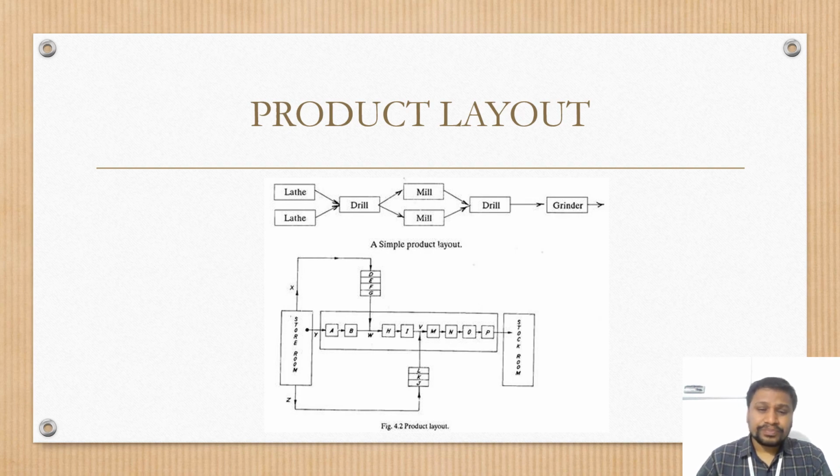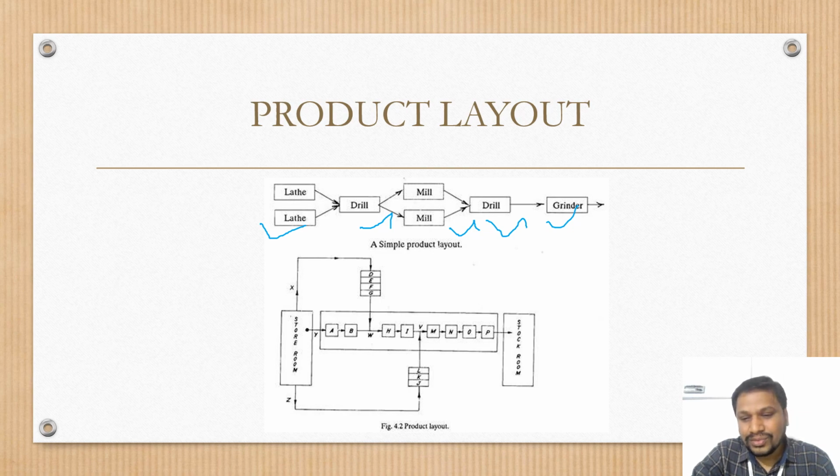Machines are arranged in sequence of operation, or according to the flow line: lathe, drilling, milling, drilling, grinding. These are the operations involved, and accordingly machines are arranged in product layout. So this is the figure of product layout.